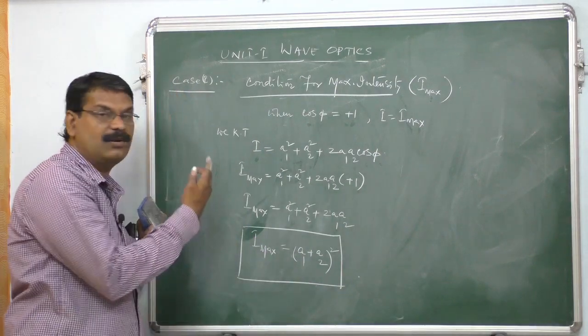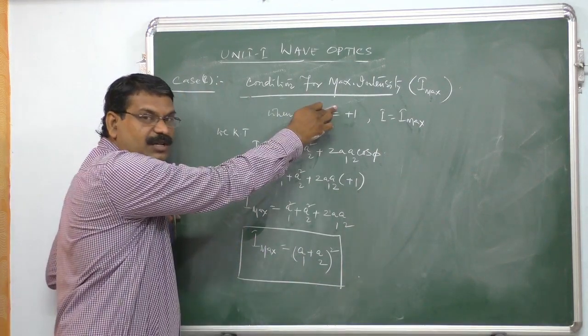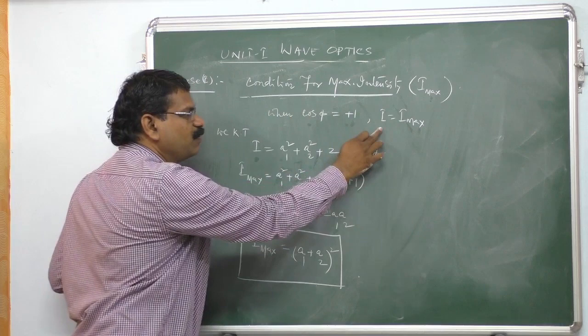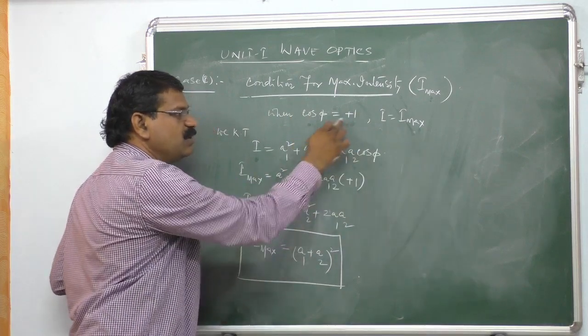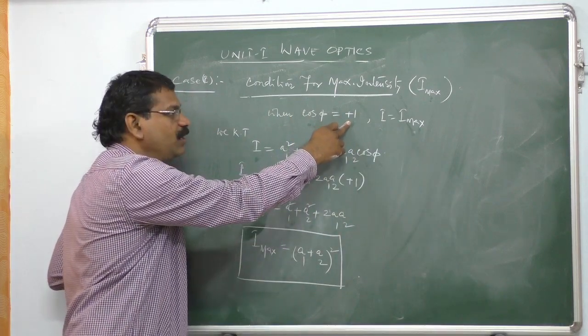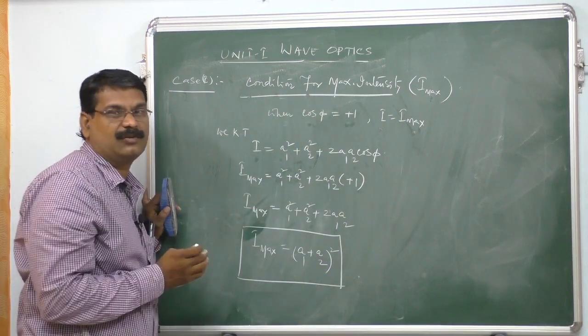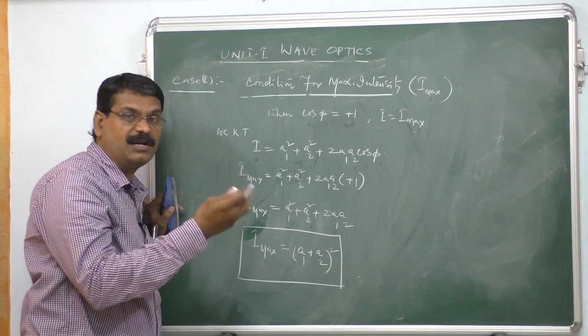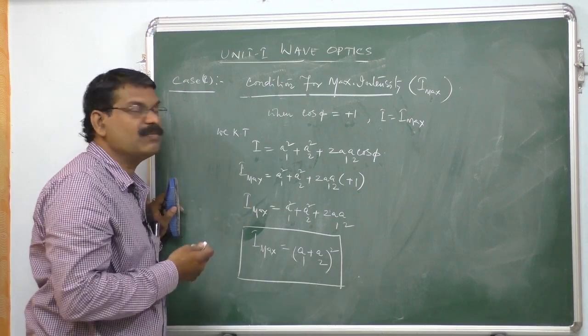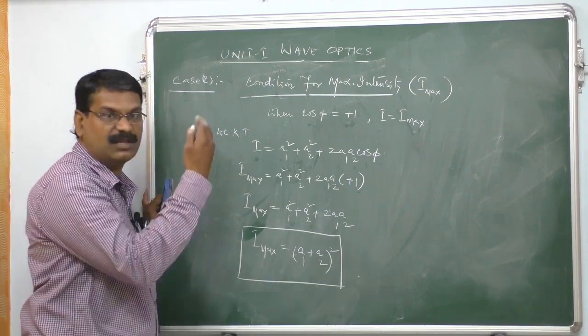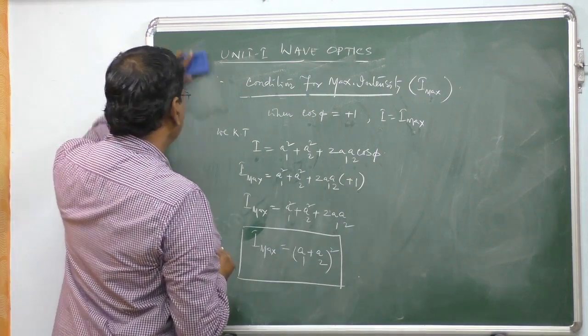This is known as, I told you, condition for maximum intensity. అంటే ఒక I మనకి ఎప్పుడు I max అవుతుంది అంటే cos phi plus 1 అయినటువంటి కండిషన్. అంటే ఈ కండిషన్ ఫర్ మాక్సిమం ఇంటెన్సిటీ, మనము బ్రైట్ ఇంటెన్సిటీ అనుకున్నాం. కొన్ని పుస్తకాల్లో కండిషన్ ఫర్ బ్రైట్ ఇంటెన్సిటీ, లేదంటే కండిషన్ ఫర్ మాక్సిమం ఇంటెన్సిటీ అంటారు. Now we will see the second condition. Case 2.